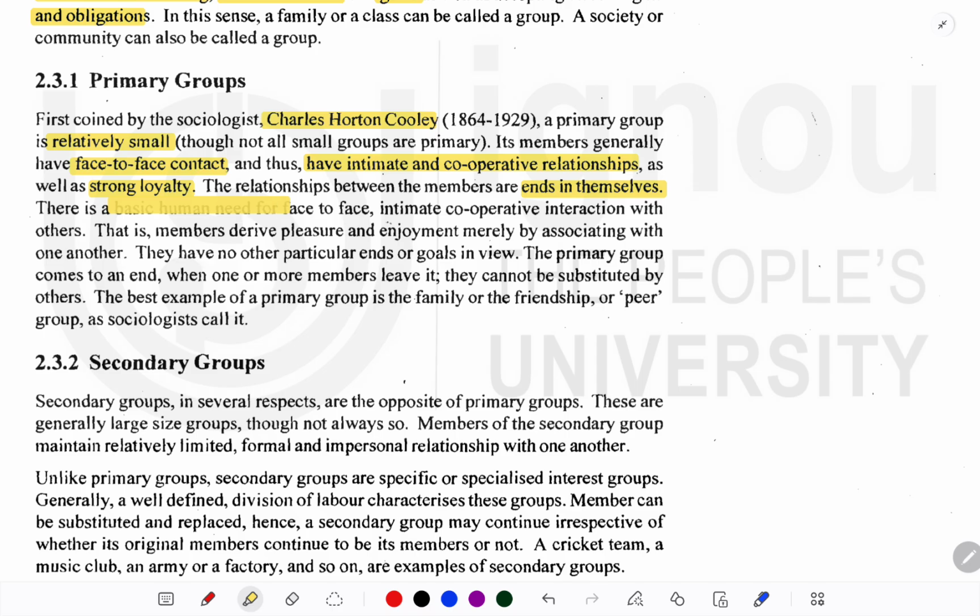There is a basic human need for face to face, intimate, cooperative interaction with others. That is, members derive pleasure and enjoyment merely by associating with one another. They have no other particular ends or goals in view. The primary group comes to an end when one or more members leave it. They cannot be substituted by others. The best example of a primary group is the family, or the friendship, or peer group, as sociologists call it.